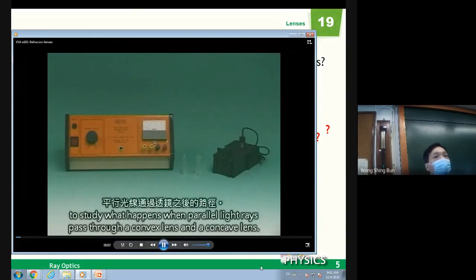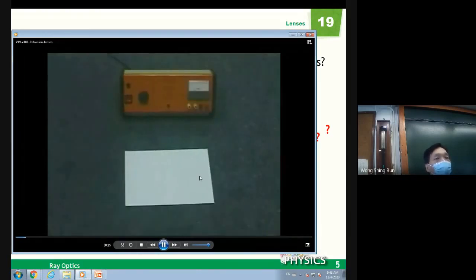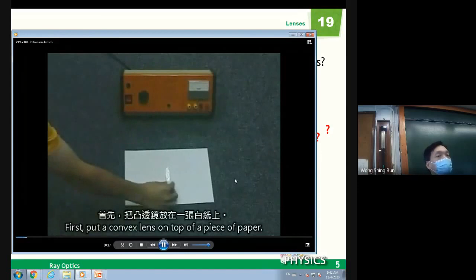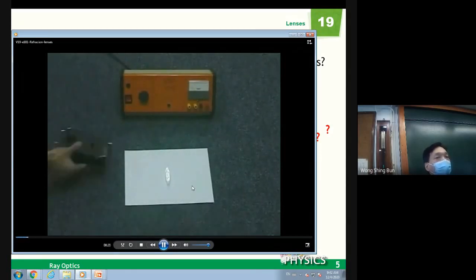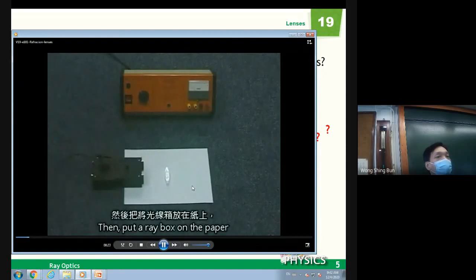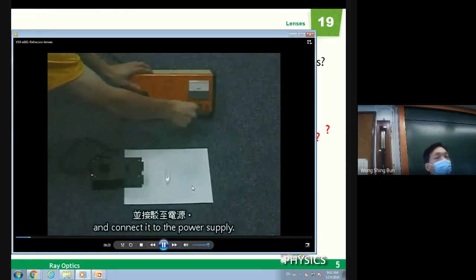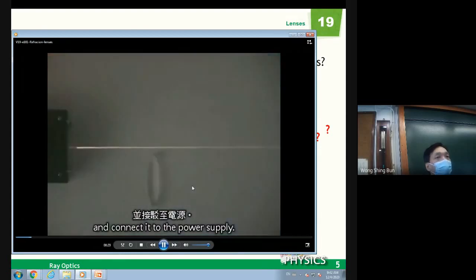Okay, look at this. This one is the preparation. We have the power supply. We have the light box. And before it, we have two different lenses. Usually, we will put it on a sheet of paper to let us see it more easily. Connected to the power supply.